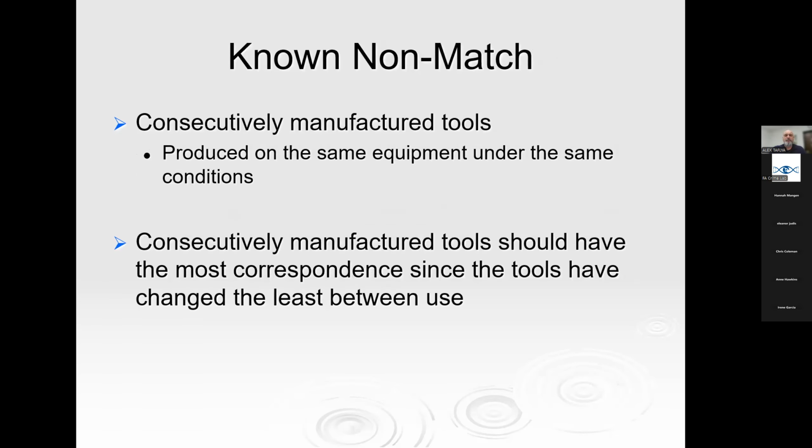So known non-matches are when you take two tools that you knew were manufactured at different times. The worst case scenario are consecutively manufactured tools because these are made one right after the other. And so there should have the least amount of difference between them. And there have been studies done with consecutively manufactured tools, and firearms examiners and tool mark examiners can tell the difference between them.